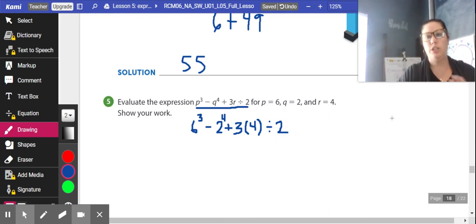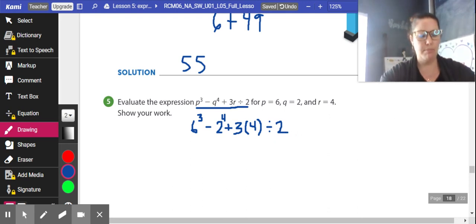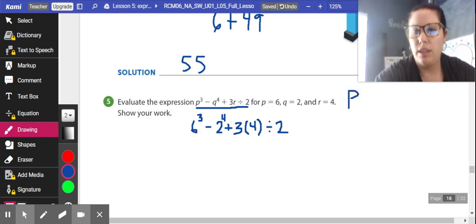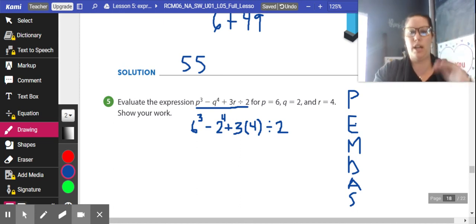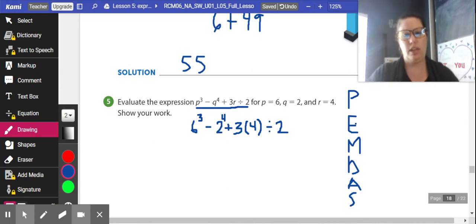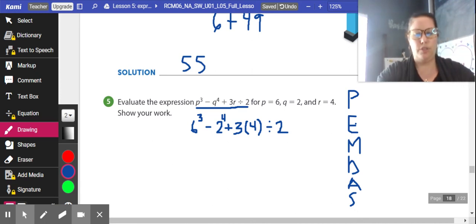Now you're going to use PEMDAS. Remember what PEMDAS is: parentheses, exponents, multiplication, division, addition, and subtraction. Work through that. You're going to do your parentheses first, then your exponents, and then you can do your division before you do your addition. Of course, if you need help with that, you can come to my office hours.